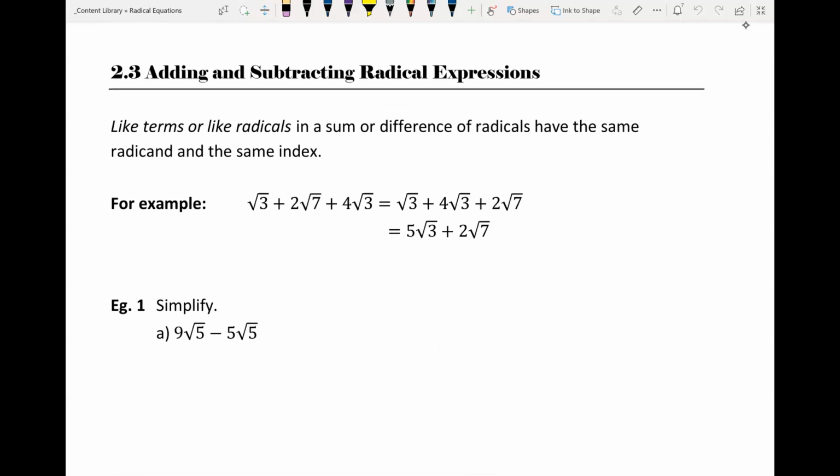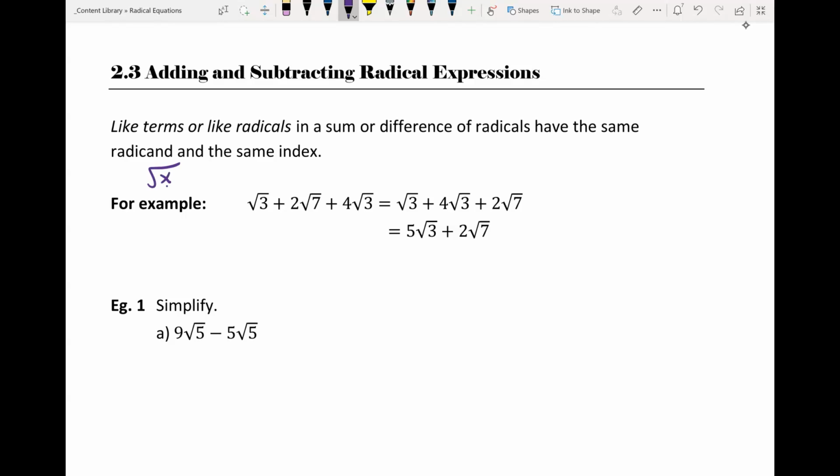Welcome to adding and subtracting radical expressions. So when you add radical expressions, you're going to use like terms in a sum or difference of radicals, and they have to have the same radicand and the same index. Radicand is the number that's going to be inside the radical.